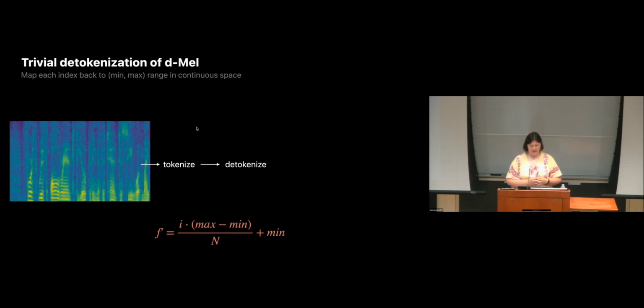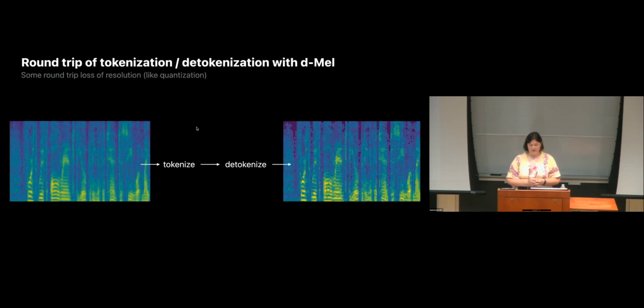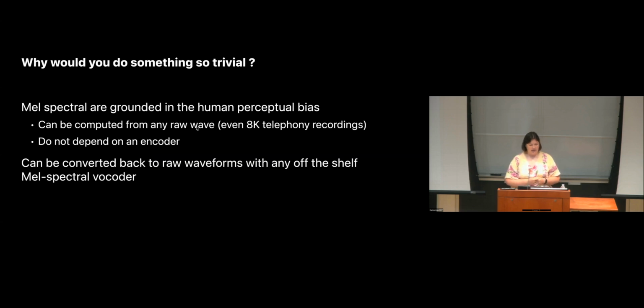You just have an inverted function, so you don't need to have a heavy encoder like in other tokenizations. And then you get your tokenized features here. You can see that, yes, we have a loss of information, but now the question is, how much loss do we have? In general, why did we decide to do something so trivial? Mainly because mel spectrograms are grounded in human perceptual bias. So we don't need an encoder. In that sense, we can use just off-the-shelf vocoders for the raw wave reconstruction.